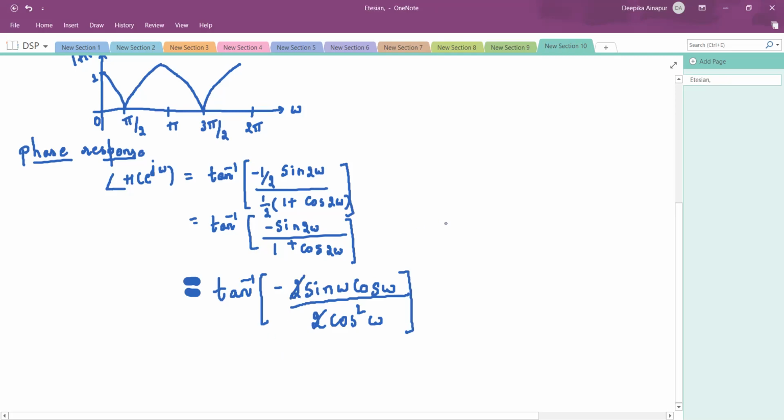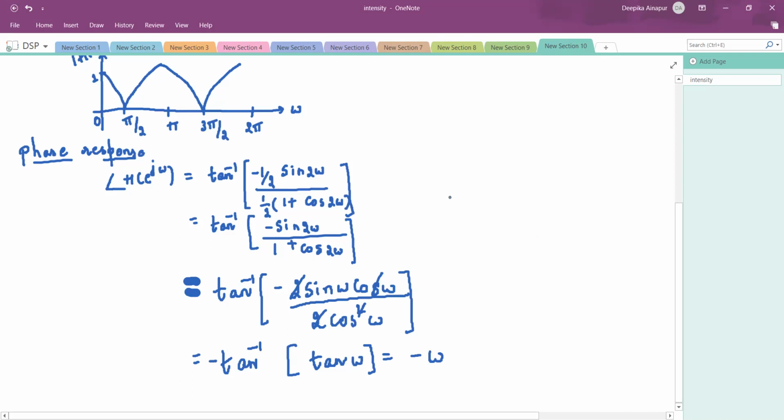What will you be getting now? One cos will go, so sine by cos. So it will be tan inverse of sine omega by cos omega, which is tan omega. Tan inverse of tan omega will be omega. Minus is also there, right? So I'll take the minus out, and it will be minus omega. That's it. My phase response will be just equal to minus omega.